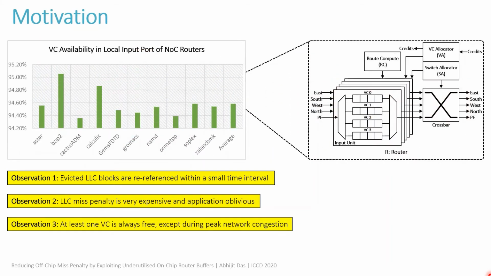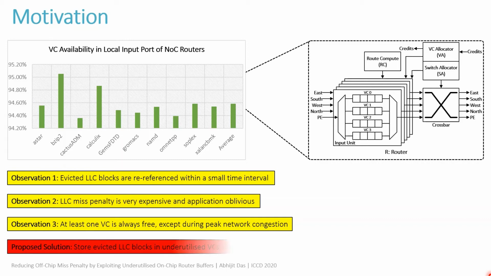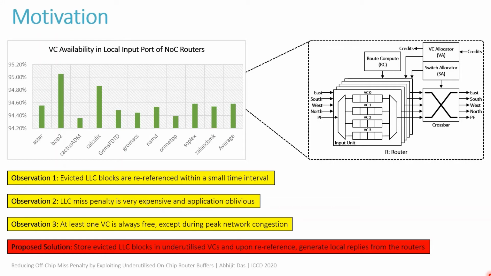In another interesting observation, we found that router buffers are underutilized and at least one VC is always free except during peak network congestion. Now we have three observations, and if we carefully merge them, we can propose a solution to store evicted LLC blocks in underutilized VCs, and upon re-reference, we generate local replies from the routers to avoid off-chip miss penalty.